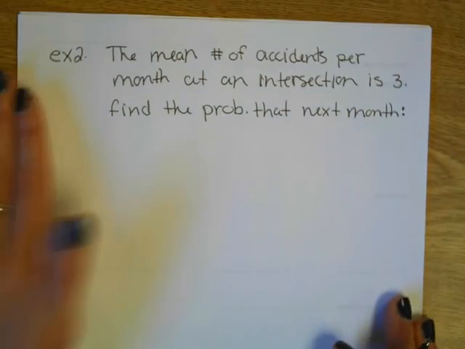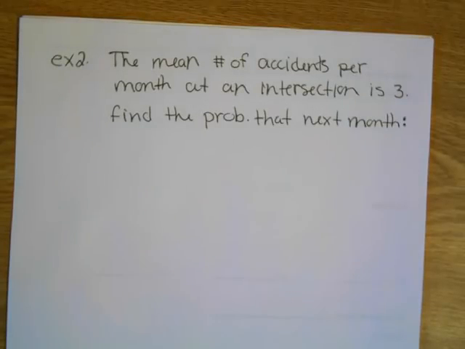Okay, let's get through this last example together. So the mean number of accidents per month at this particular intersection is 3.